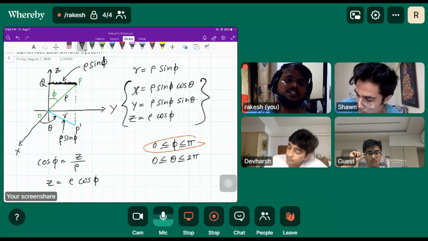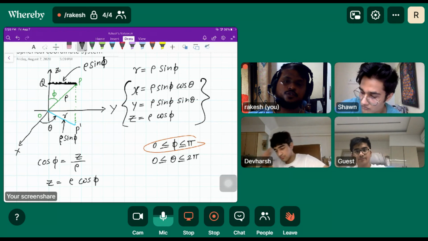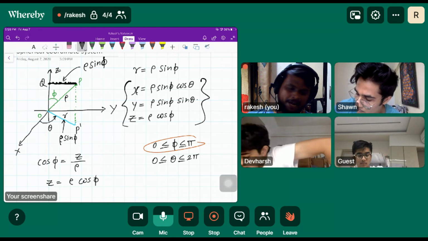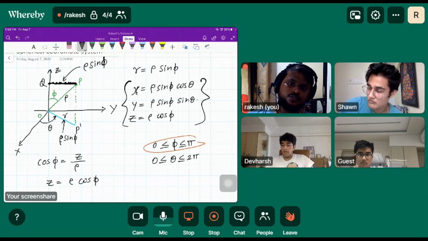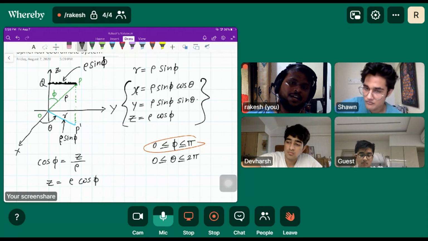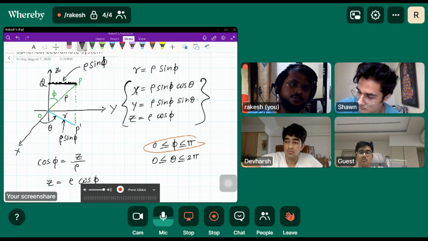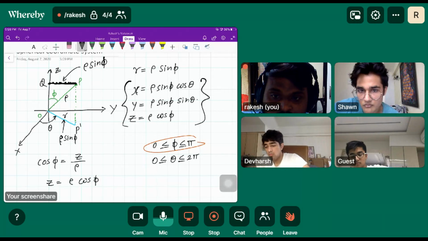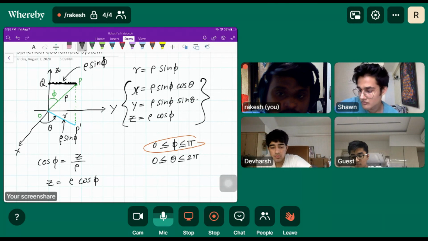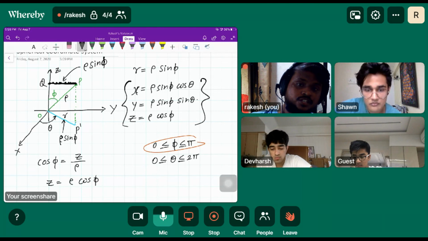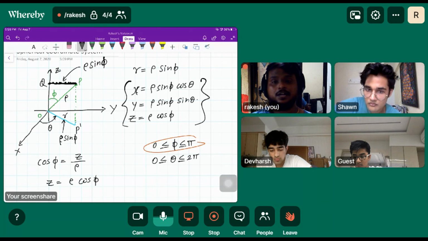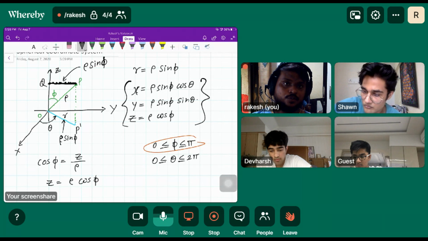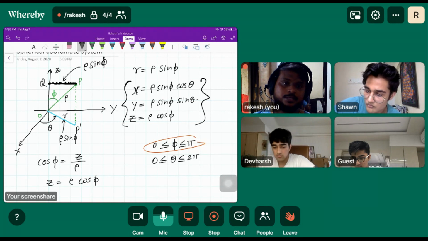See, phi is going from 0 to pi and theta is going from 0 to 2 pi. Now I have sent one picture on WhatsApp. Please read that and let me know what they are saying. They have already used the term latitude and longitude. I was also not sure about the terminology, but the concept is pretty sure.